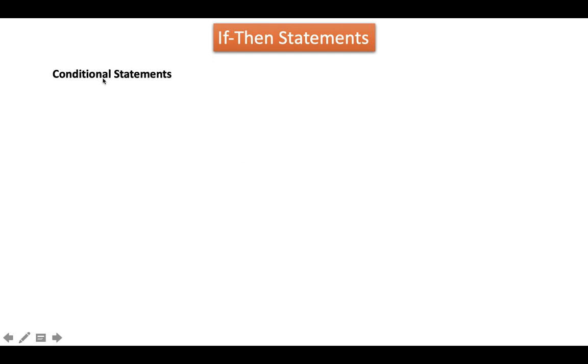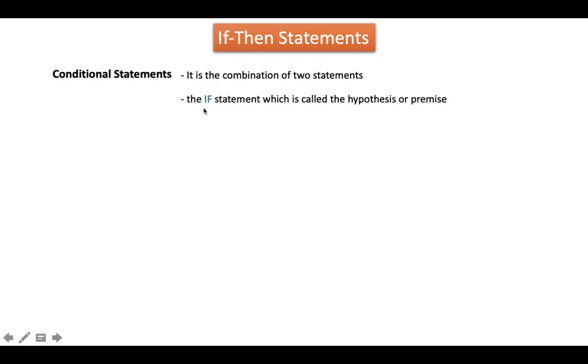If-then statements. Mathematically, it is called the conditional statement. It is the combination of two statements. The first one is the if statement, which is called the hypothesis or premise. It is commonly denoted by variable p. The second one is the then statement, which is called the conclusion, and it is commonly denoted by q.